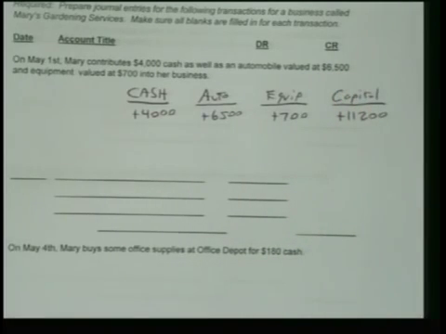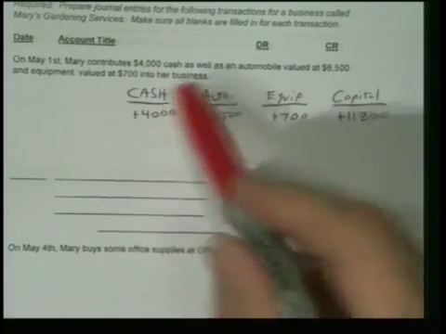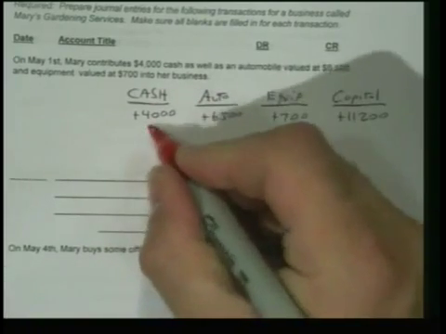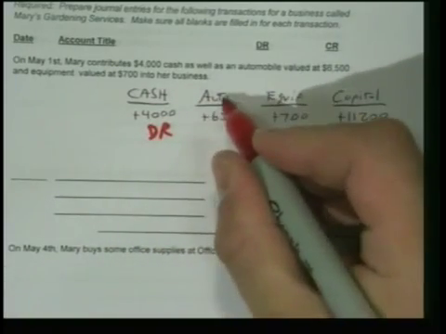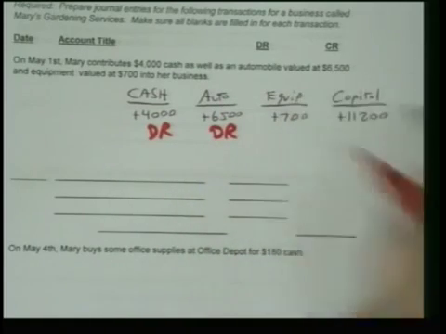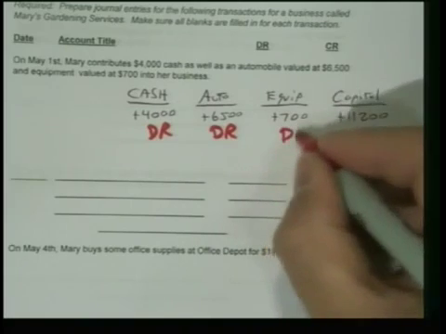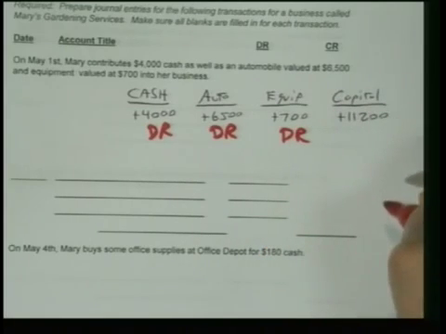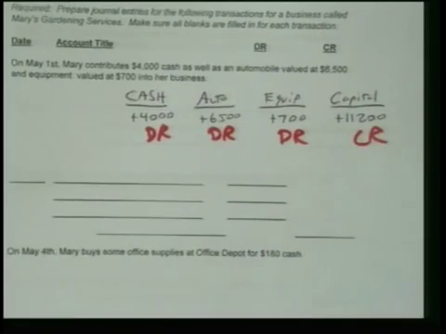Okay. How do you increase cash? Debit it. You debit it. How do you increase an asset such as automobile? Debit it. How do you increase equipment? Debit it. How do you increase capital? Credit. You credit it. Okay?